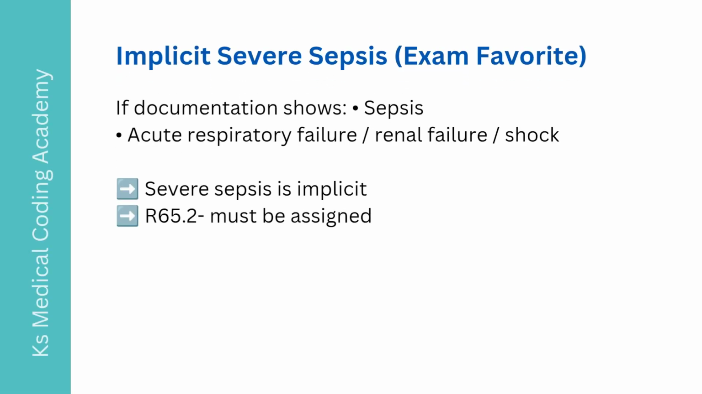Implicit severe sepsis. This is a very important exam concept. If documentation shows sepsis along with acute respiratory failure, acute renal failure, or shock, severe sepsis is implicit. You must assign a code from R65.2, even if the provider does not document the word severe.